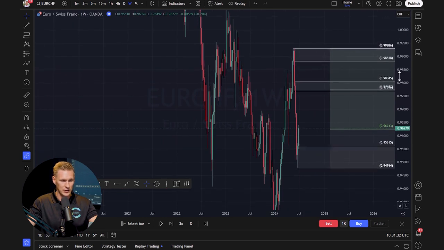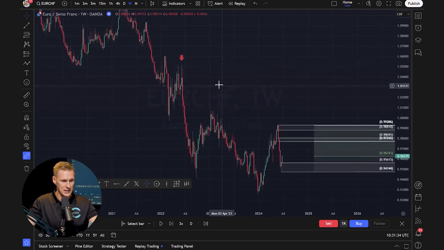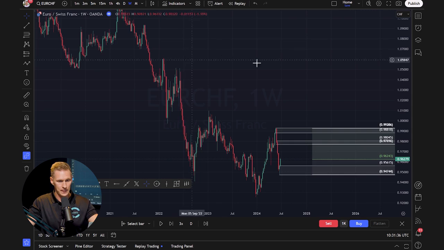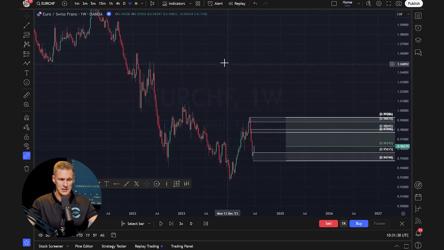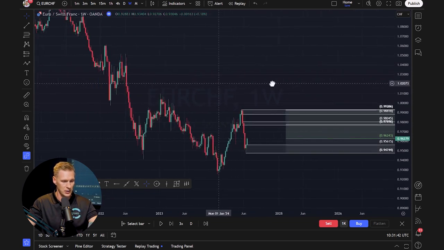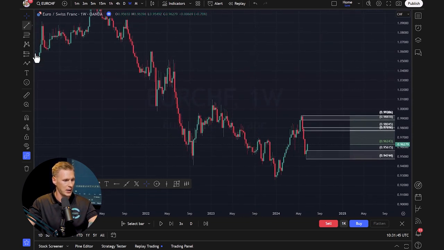Let me zoom out. And the next step is to identify 6 pivots in total, 3 highs and 3 lows. A little bit zoom out, nice.